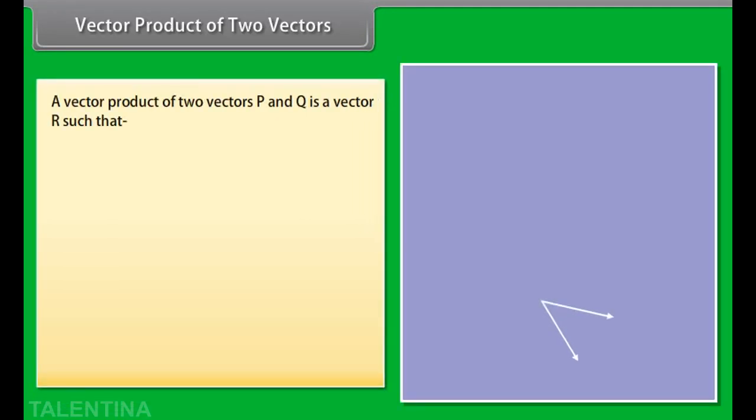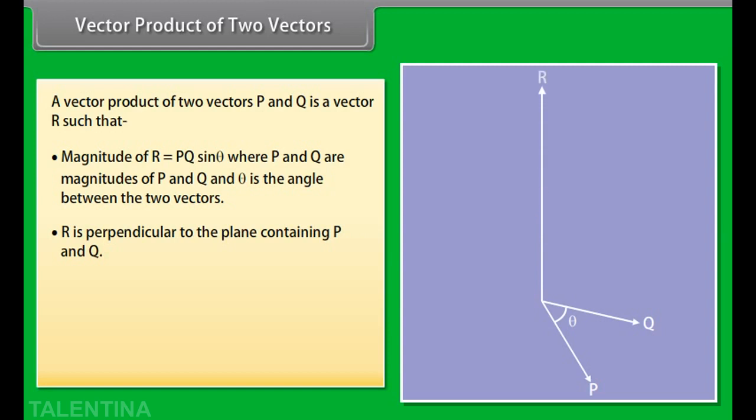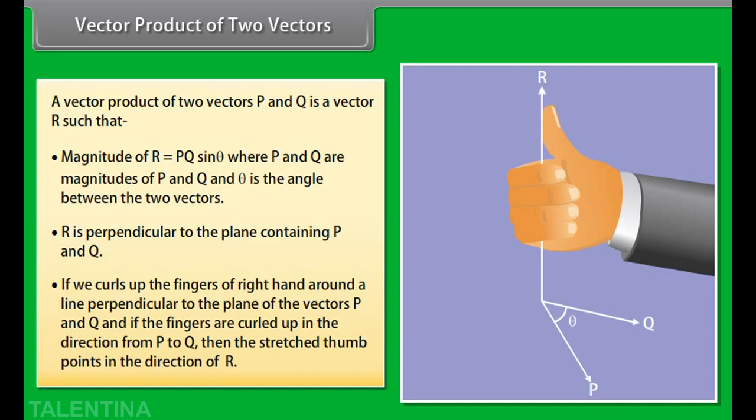Vector product of two vectors. A vector product of two vectors P and Q is a vector R such that the magnitude of R is equal to PQ sine theta, where P and Q are magnitudes of P and Q, and theta is the angle between the two vectors. R is perpendicular to the plane containing P and Q. If we curl up the fingers of the right hand around a line perpendicular to the plane of the vectors P and Q, and if the fingers are curled up in the direction from P to Q, then the stretched thumb points in the direction of R.